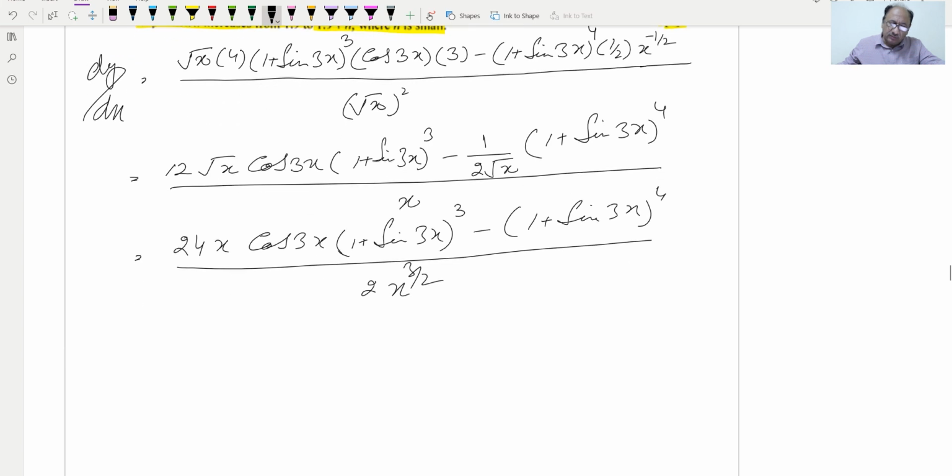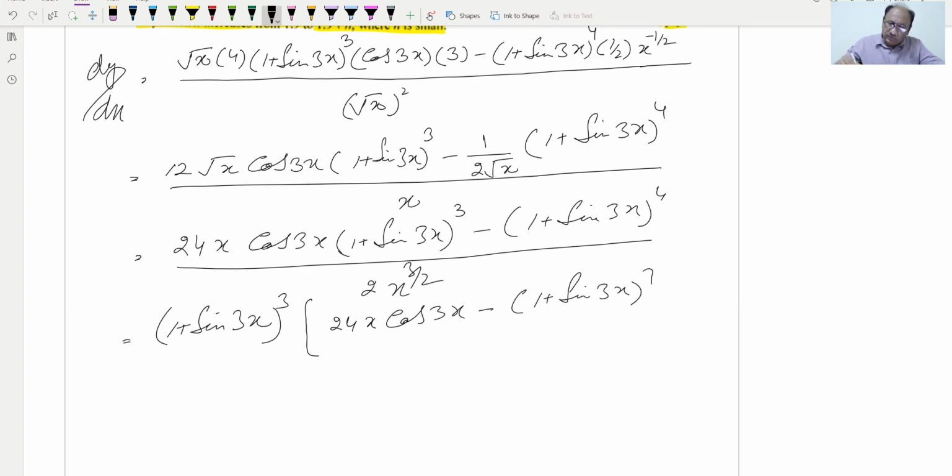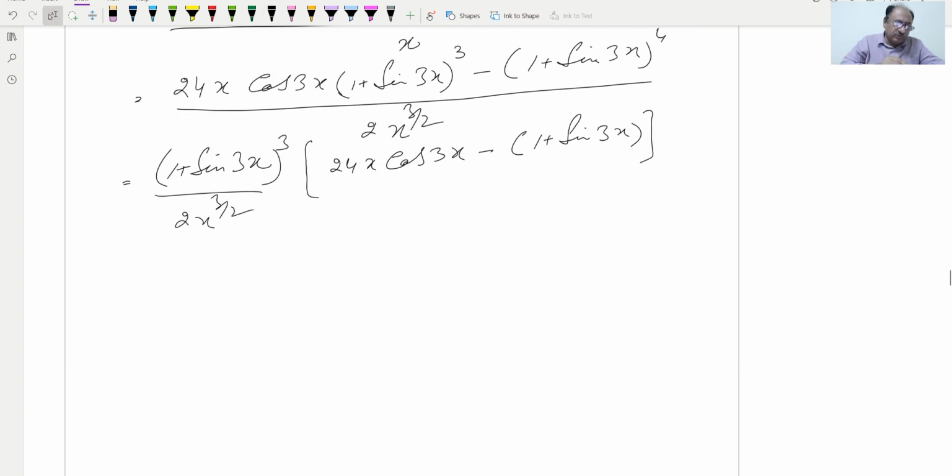Now we can take common from the numerator. We can take 1 plus sine 3x common, raised to the power 3 also. So this one will be common, and the remaining will be 24x cos 3x minus 1 plus sine 3x, and over 2x raised to power 3 by 2, we can write out over here, and this will be our dy by dx.